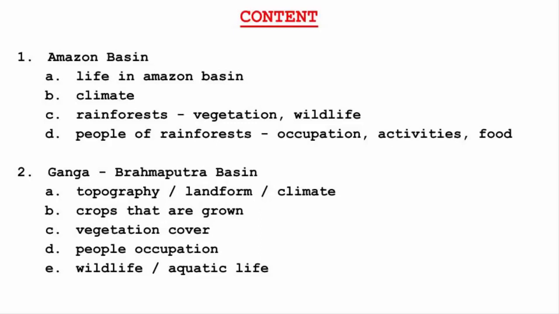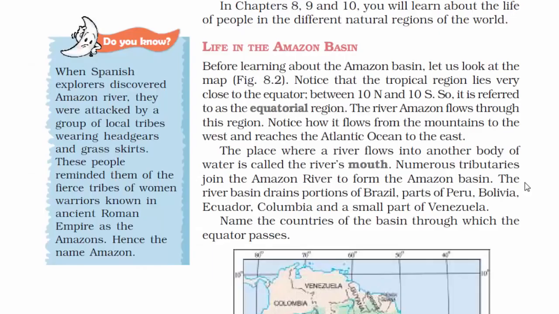The two major topics that we will be covering in this chapter are related to Amazon and Ganga-Brahmaputra Basin. So as we go ahead, we'll be reading about all of these subtopics. So with no further ado, let's begin. First topic, life in the Amazon Basin.